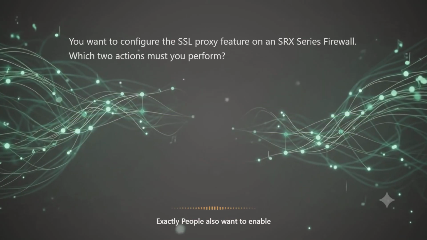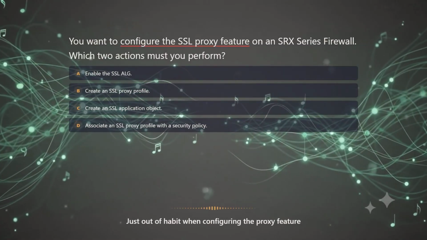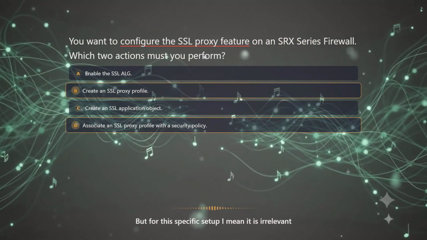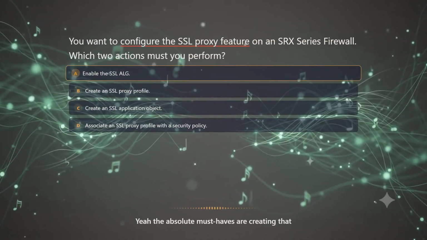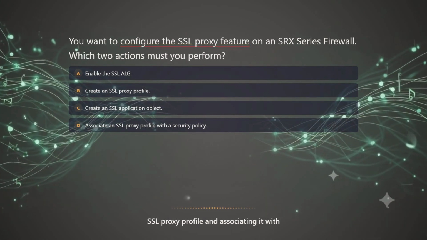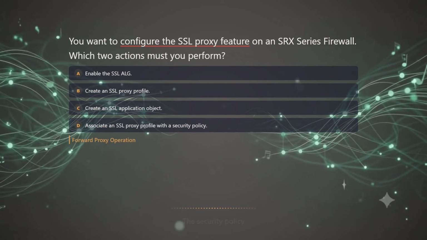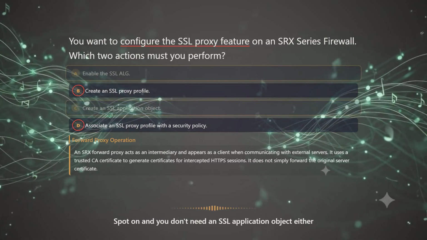Exactly. People also want to enable the application level gateway, the ALG, just out of habit when configuring the proxy feature. But for this specific setup, it is irrelevant. Right, so we eliminate ALG. Yeah. The absolute must-haves are creating that SSL proxy profile and associating it with the security policy. Spot on. And you don't need an SSL application object either.